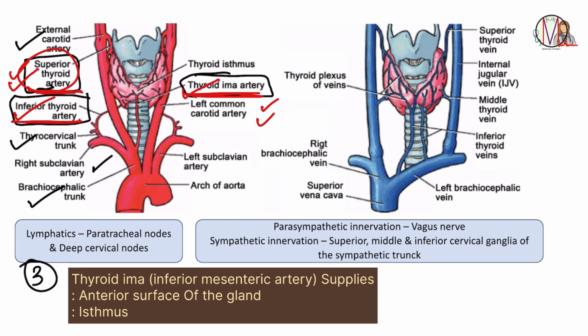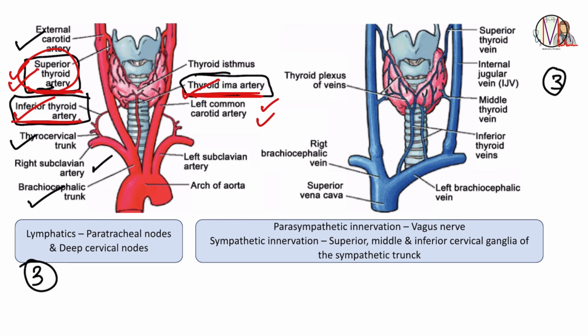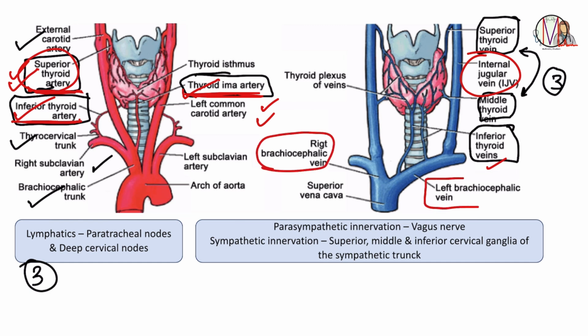Moving to venous drainage. For that we have three veins: superior thyroid veins, middle thyroid veins, and inferior thyroid veins. The superior and middle thyroid veins drain into the internal jugular vein, whereas the inferior thyroid veins drain into the right and left brachiocephalic veins. Again, repeat with me. The superior and middle thyroid veins drain into the internal jugular vein, whereas the inferior thyroid veins drain into the right and left brachiocephalic veins.